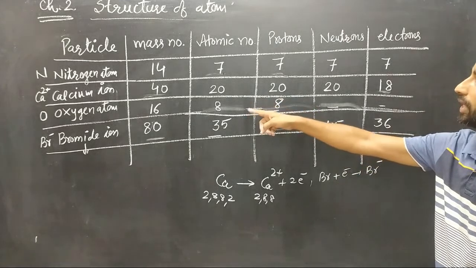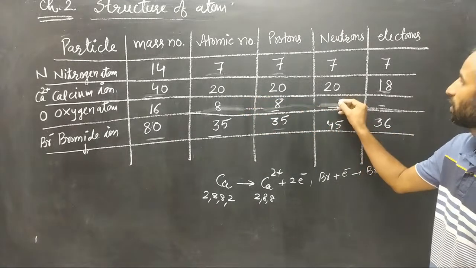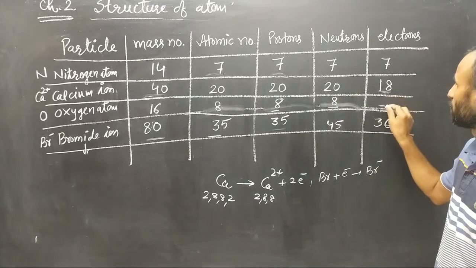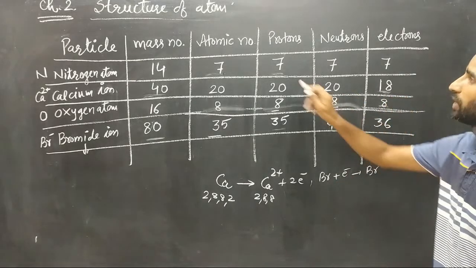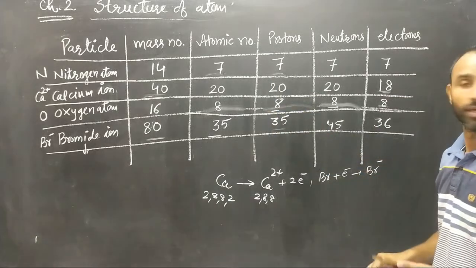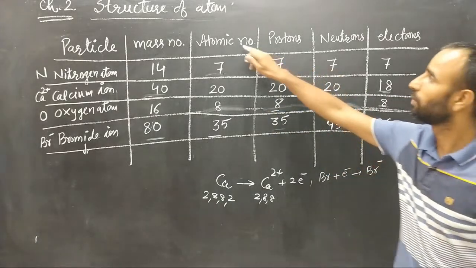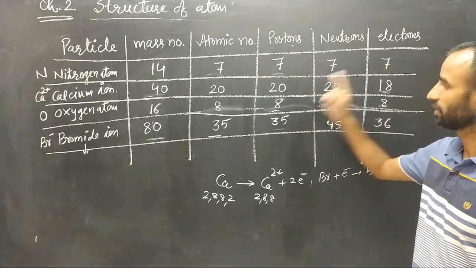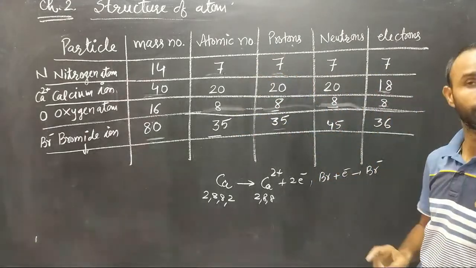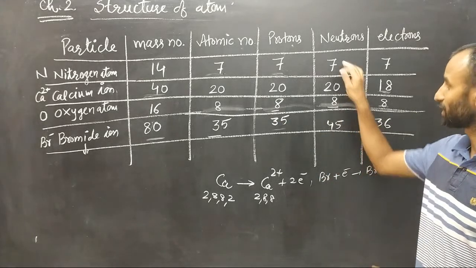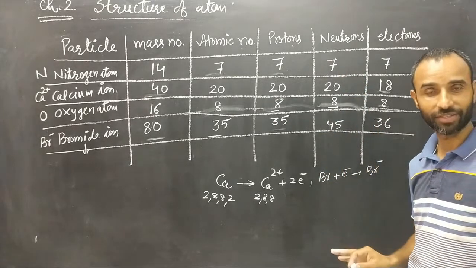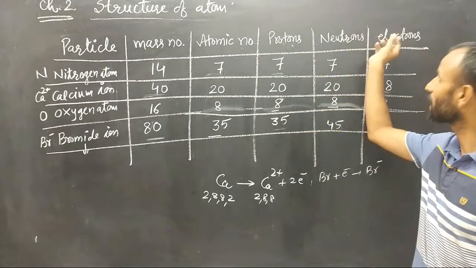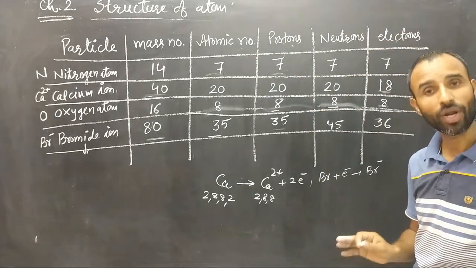So 16 minus 8, neutrons are 8. And electrons are also 8, because if it is neutral, then atomic number, protons and electrons are the same. Neutrons are the same here by coincidence. They may be different, but atomic number, protons and electrons are the same for a neutral atom.